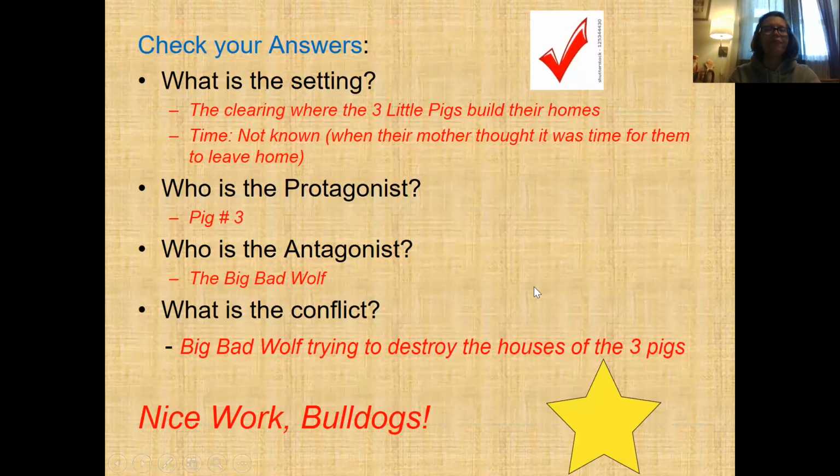All right, what is the setting? The clearing where the three little pigs built their homes. The time is not really known. We just know it's when their mother thought it was time for them to leave home; they're old enough to be out on their own. Who is the protagonist? Pig number three, the smarter one, the one that built his house of bricks. The antagonist he's in conflict with is the big bad wolf. And the conflict is, of course, the big bad wolf trying to destroy the houses of the three pigs.